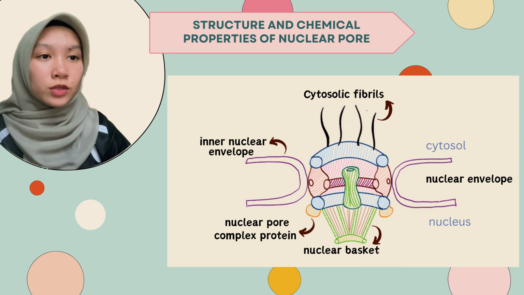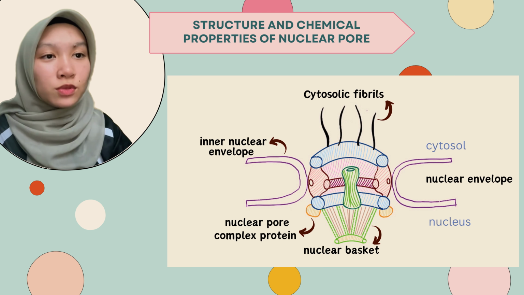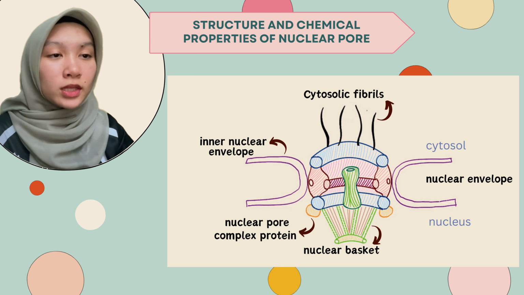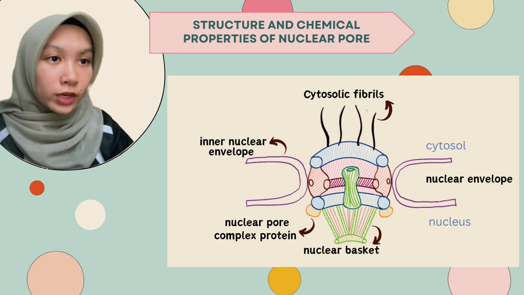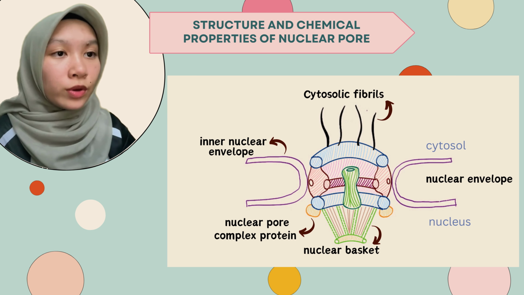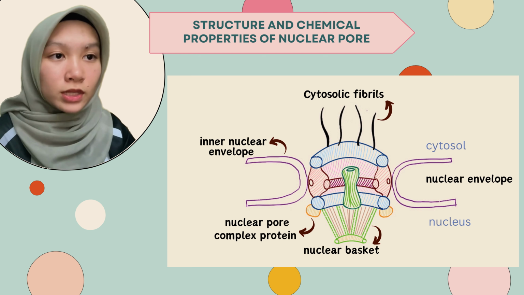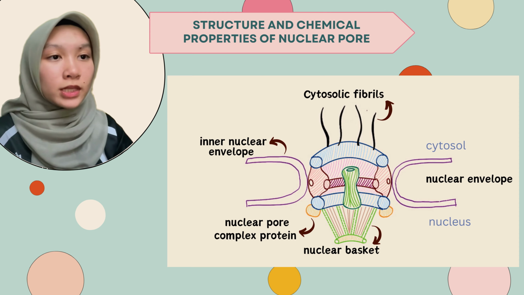As we go deeper into the structure of the nuclear pore, we can see there are cytosolic fibrils located on top of the nuclear pore in the cytosolic part. There is also the inner nuclear envelope that surrounds the nuclear envelope. It also contains the nuclear pore complex that surrounds the nuclear pore, as I said in the previous slide. And lastly, we have a nuclear basket which is located in the nucleus part.